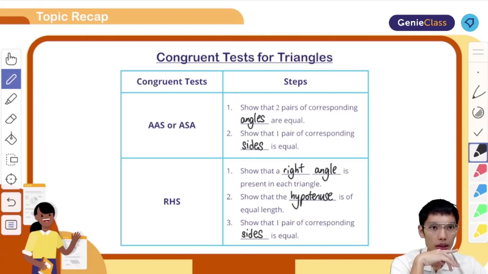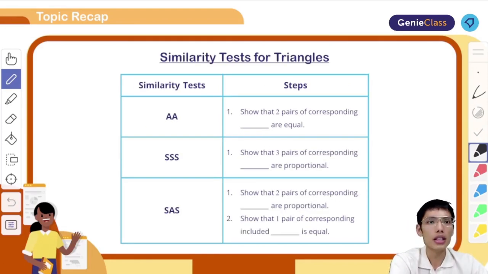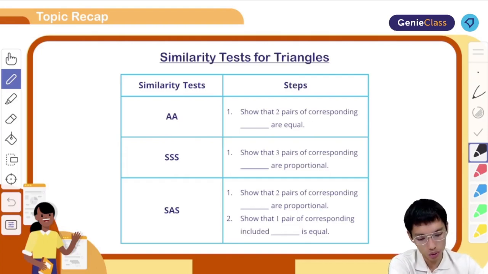Now moving on, there is actually one of the very interesting questions that can come up for congruence tests. Oh, before that, let's move on first to the similarity test. I forgot, so sorry about that. Because for congruence, next up, we have similarity as well. For similarity, we have AA. We just have to show 2 pairs.